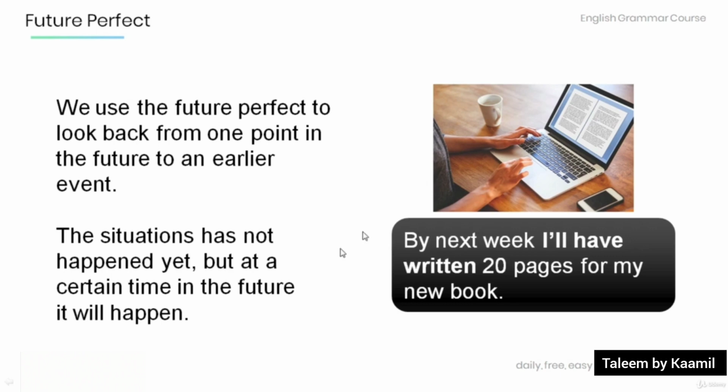Have a look at the example over here. By next week, I'll have written 20 pages from my new book. Now, this sentence is in the future perfect tense, and it's used to describe a situation that has not happened yet, but will happen in the future.